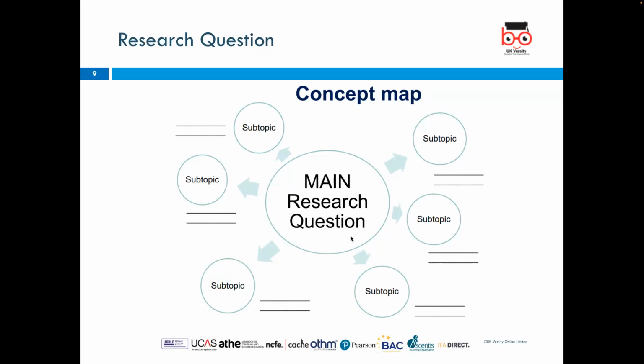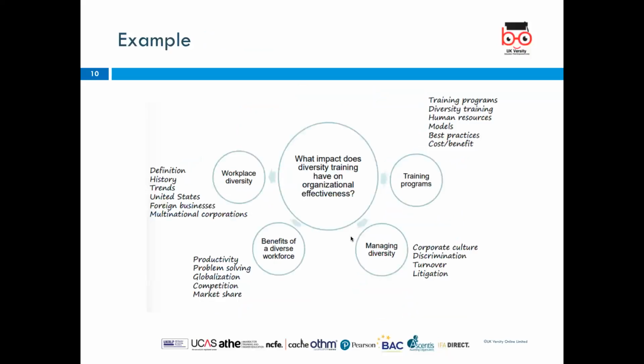So this is a concept map. You have your main research question and you have the subtopics underneath it. This is an example showing that. The research topic or research question is, what impact does diversity have on organizational effectiveness? The subtopics are workplace diversity, benefits of a diverse workforce, managing diversity, training programs.